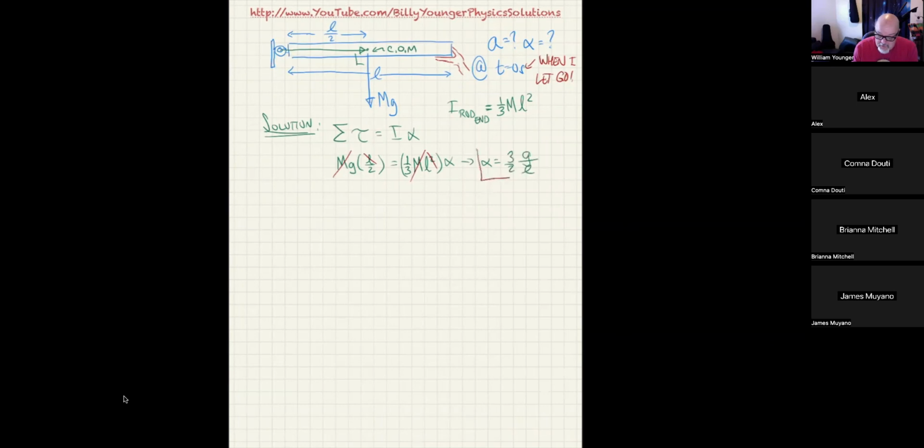And that is, in fact, the angular acceleration of that rod. Now, here's the tricky part. I need to find out, and I might not even have stated this, come to think of it, I want to know the acceleration of the tip. I think I started talking about it, but I never expressly told you guys. I want to know the acceleration of the tip.